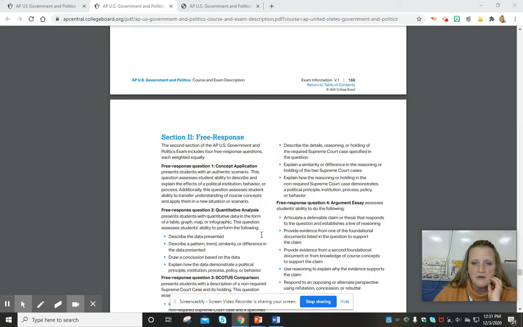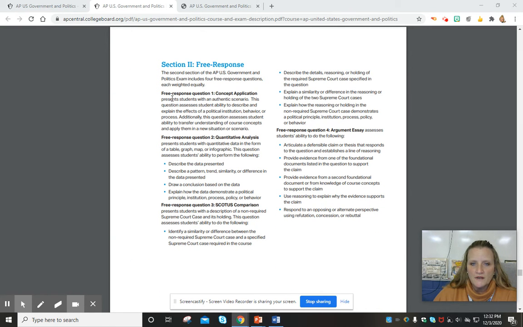Okay. Now, what I wanted to concentrate on was the free response questions and the argumentative essay. They still count that as part of your free response questions. Now, remember that first free response question presents you with a scenario. Let's look at this. I'll read it. It presents students with an authentic scenario. This question assesses student ability to describe and explain the effects of a political institution, a behavior, or a process. So it's very easy. It's concepts.